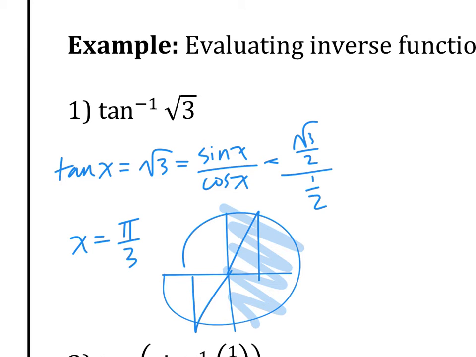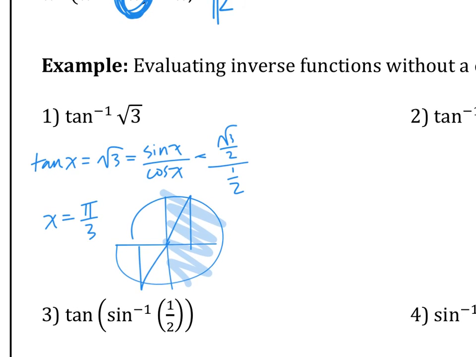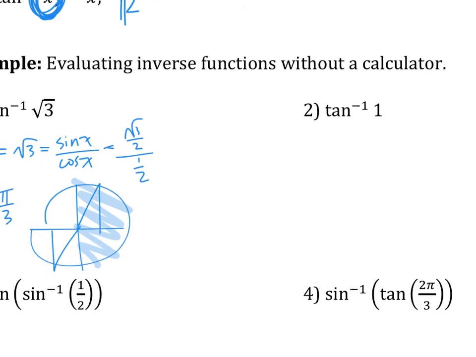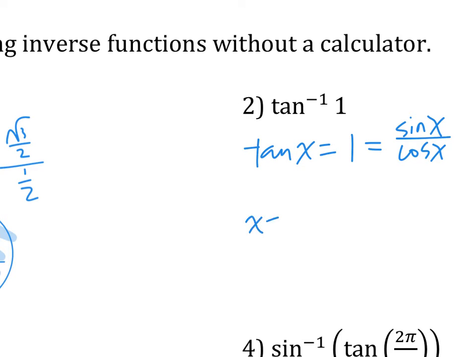Tangent for pi over 4 is 1 because at pi over 4, sine and cosine have the same ratio. Okay, so then number 2, inverse tangent of 1. When is tangent of what angle gives me 1? Or when is sine and cosine the same ratio? Yes, pi over 4.